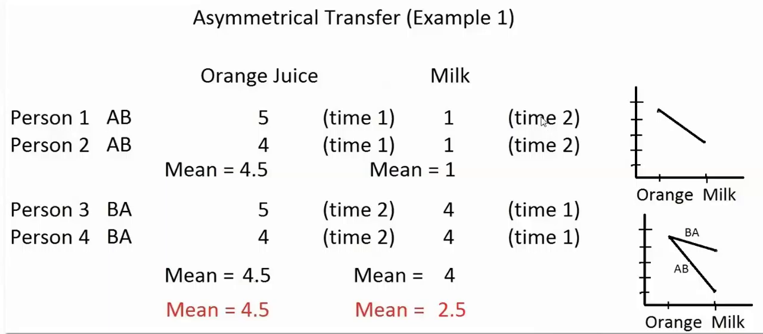One way we could have prevented asymmetrical transfer in this study is to have a longer break between conditions. If these two participants had a longer break between drinking orange juice and drinking milk, then there would be enough time for the orange juice to wear off, and then the milk would have tasted fine at time 2.